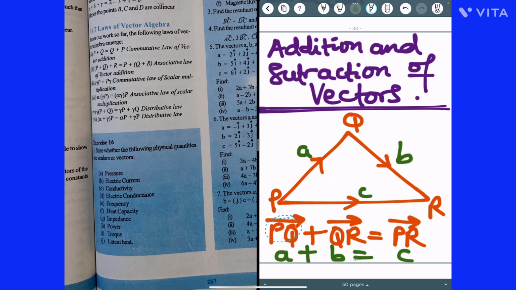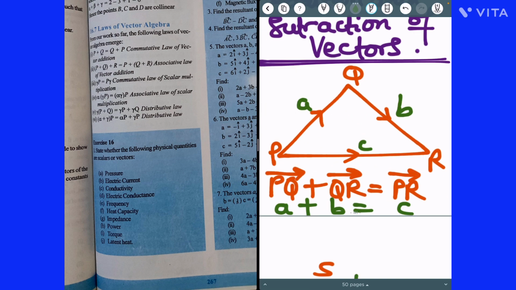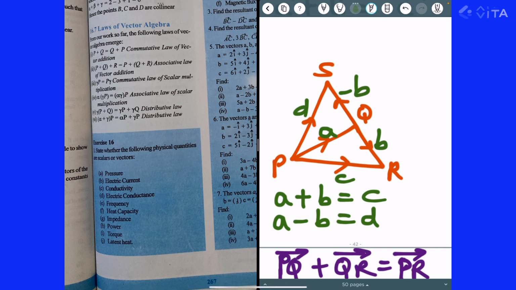You can use the arrangement of the letters. PQ plus QR is equal to what? PR. Just like A plus B is what? C. So if A stands for vector PQ and B stands for vector QR, C is what? A plus B. And that's the same thing as PQ plus QR is equal to PR. Take note of these two.